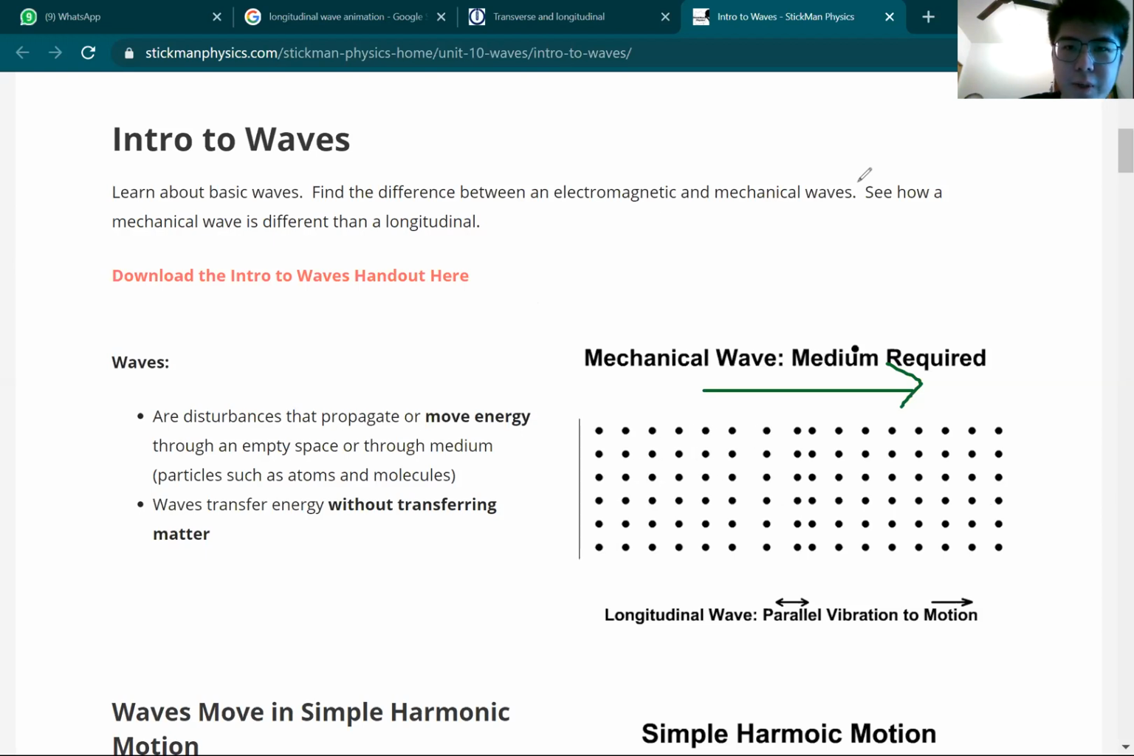So this is longitudinal wave. Now let's go to the second type of wave. What is it?